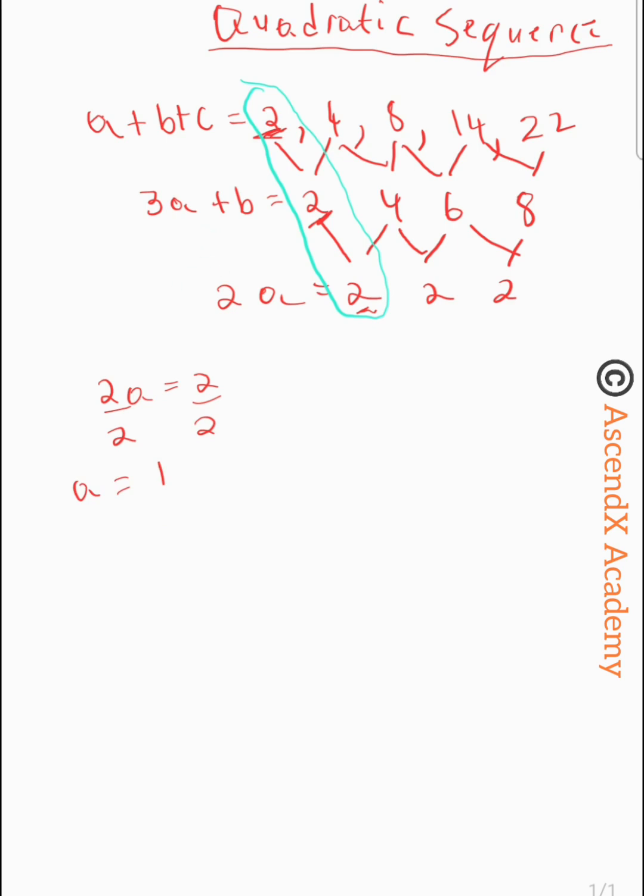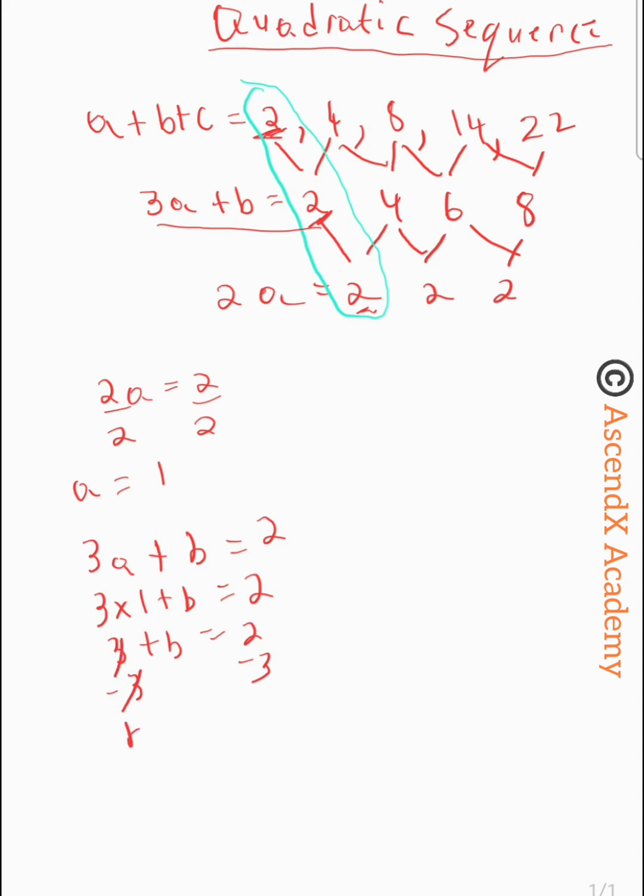Then we get to this one. So we have solved for a. Now we have to solve this one. We get that 3a plus b equals 2. Then we replace a with 1. So we're going to have 3 multiplied by 1 plus b equals 2. Then it's going to be 3 plus b equals 2. Then we subtract 3, this cancels this, and we have b equals minus 1.